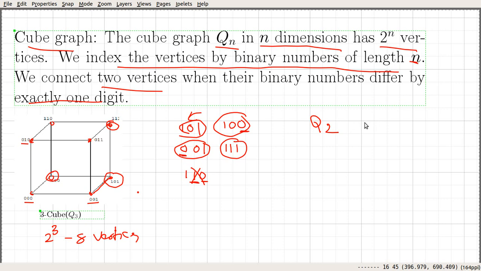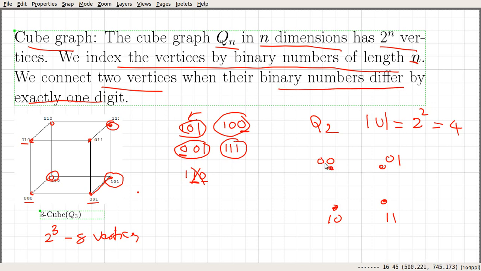Okay, so the number of vertices in this case will be 2 squared, which is equal to 4. So we have 4 dots, and these 4 dots will be labeled by binary strings of length 2. So this will be labeled 00, 01, 10, 11, and we introduce edges between these vertices if the binary numbers differ by exactly 1 digit.